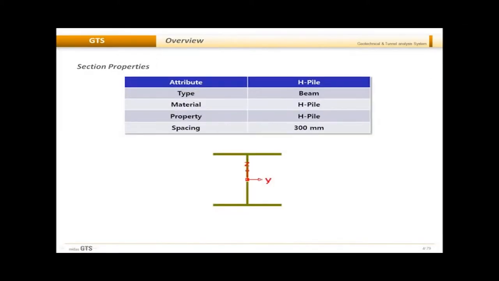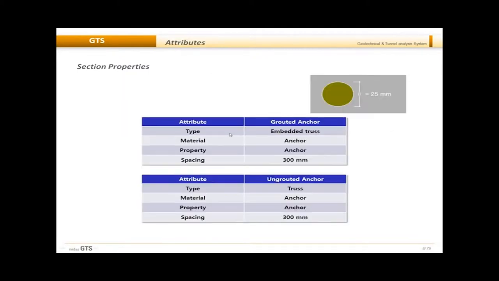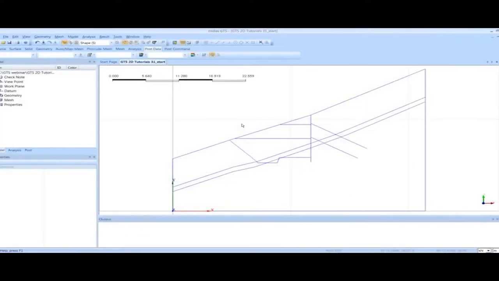So as I said before, for the pile I have defined this type of cross section, and for the anchor this type of cross section has been defined. Now I will take you to the program itself and I'll show you how to perform the analysis for this type of case in GTS.